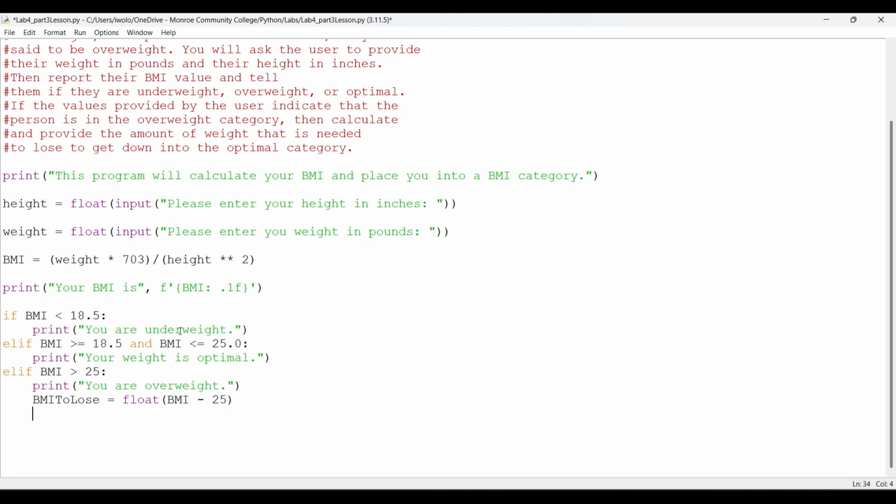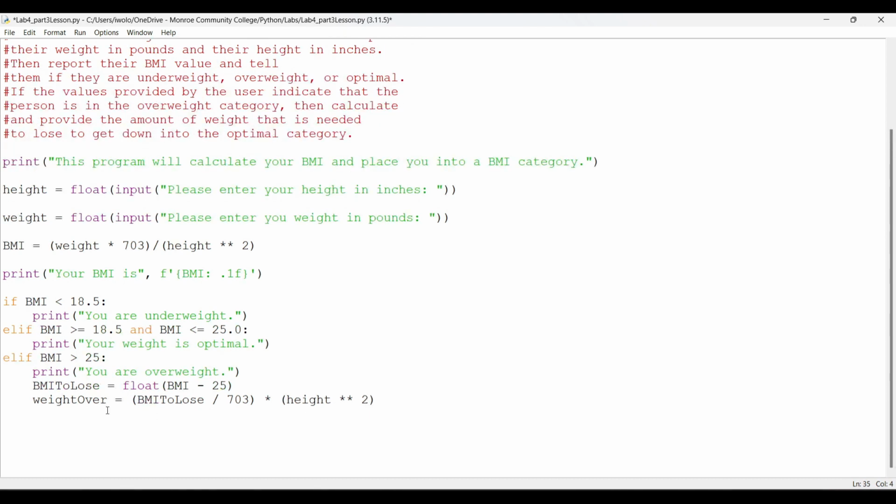All right, now once we do that, we are going to use that to find the weight that they are over. So I'm going to say weight over equals BMI to lose divided by 703, and then times the height squared here. So basically what we're doing is reversing what we did to calculate the BMI, to turn the BMI into pounds. That's going to be the weight over that they are.